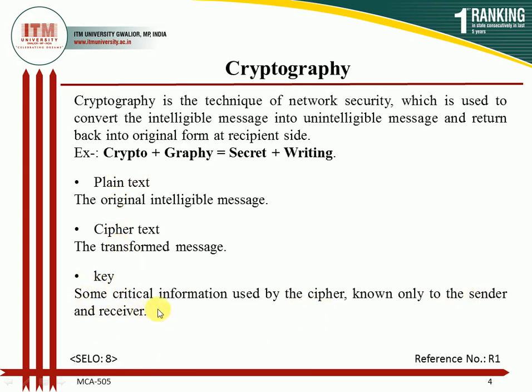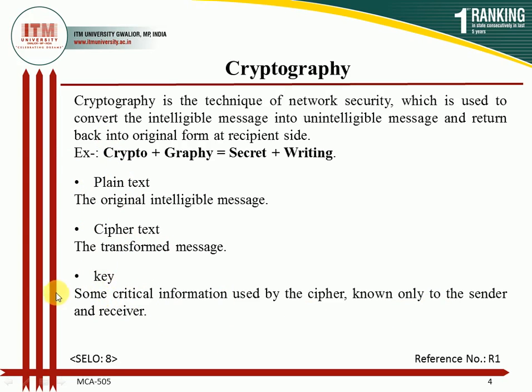The key is called critical information used by the cipher, known only to the sender and receiver. What does this mean? This key has to be critical, or secret. Why? Because with the help of this key we can encrypt or decrypt the message, so it is known only to the sender and receiver. Otherwise, if someone else knows your key, they can easily steal your confidential data, right?